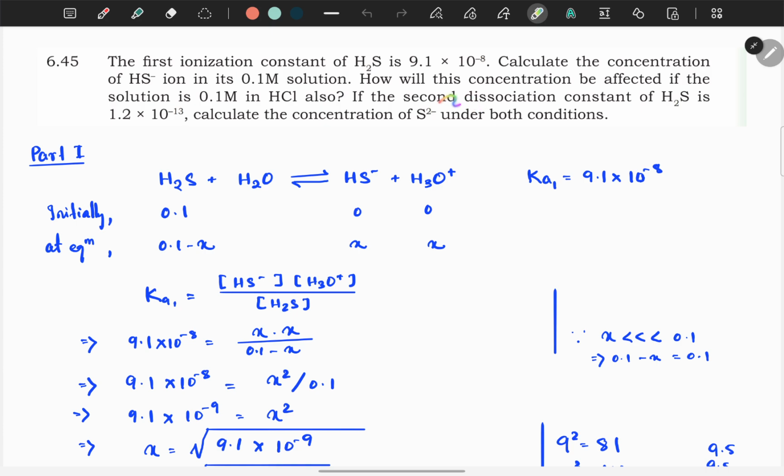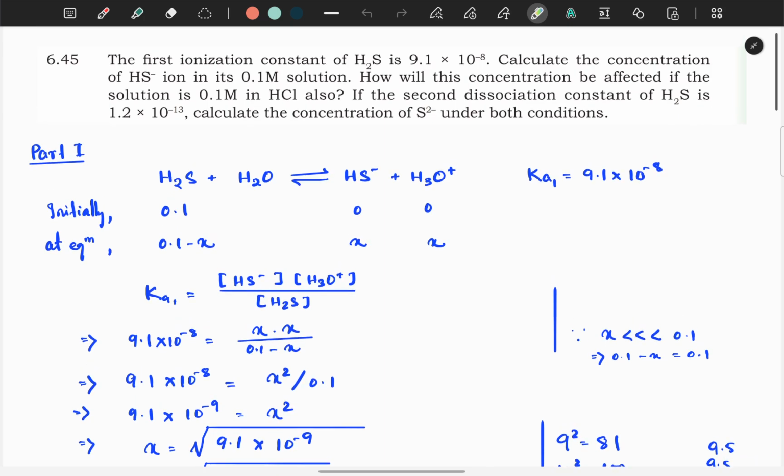And the next part is the second dissociation constant of H2S is given, that is K2. We have to calculate the concentration of S2 minus under both the conditions. So we have four parts in this question. In the first part, let us find out the concentration of HS minus in its 0.1 M solution.